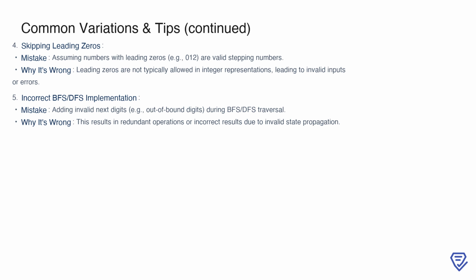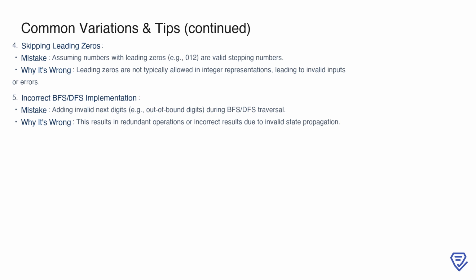Another mistake to avoid involves handling numbers with leading zeros. For example, treating 012 as a valid stepping number is problematic because leading zeros aren't allowed in standard integer representations. This assumption can lead to invalid inputs or errors in processing. Additionally, incorrect implementation of BFS or DFS is a common pitfall. When generating stepping numbers dynamically, invalid digits may be added to the sequence. For instance, appending a digit out of bounds, like -1 or 10, during traversal can lead to redundant calculations or incorrect results. Ensuring that every added digit satisfies the stepping condition and stays within bounds is critical for producing accurate and efficient solutions.